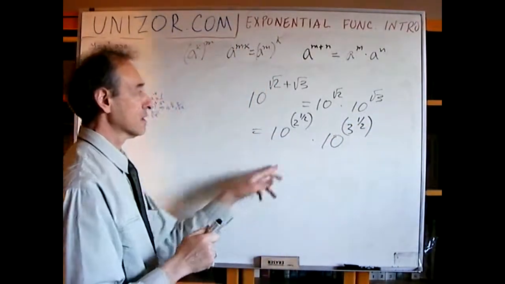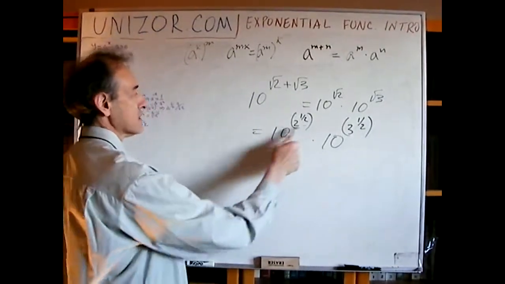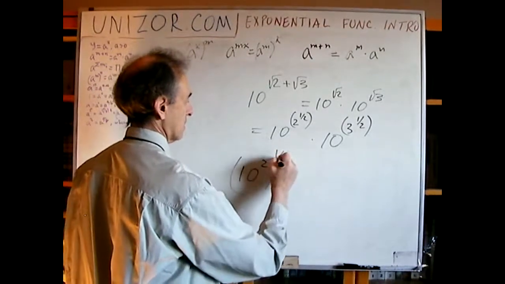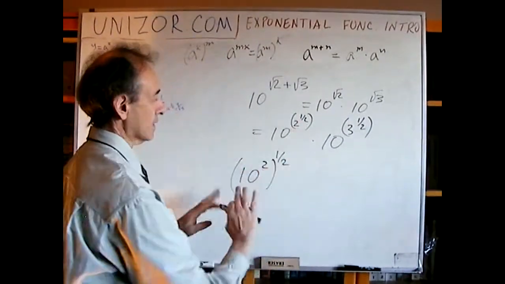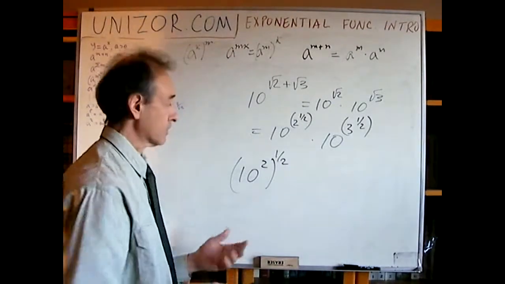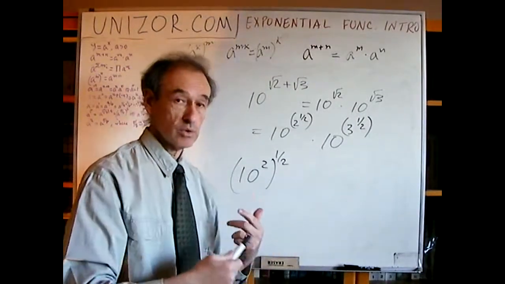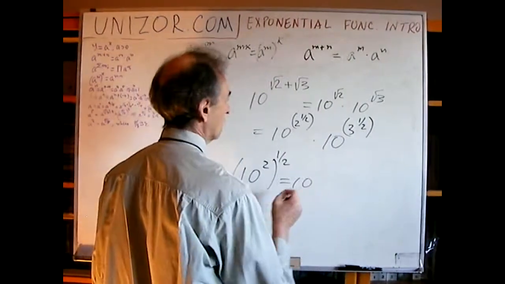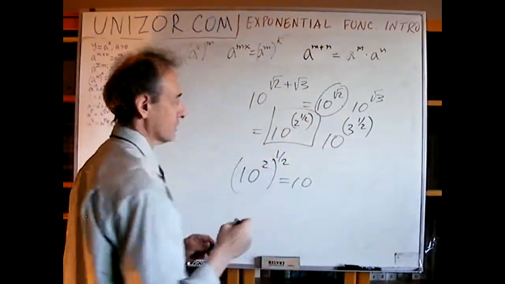Now, what's very important in this case are these parentheses, because obviously this is not the same as this. You see, I put parentheses differently here, and it's a completely different number, because 10 to the power of 2 is 100. 100 to the power of 1/2 is the root of the second degree of 100, which is 10. So this is 10. Now, this, or this, is definitely not 10.